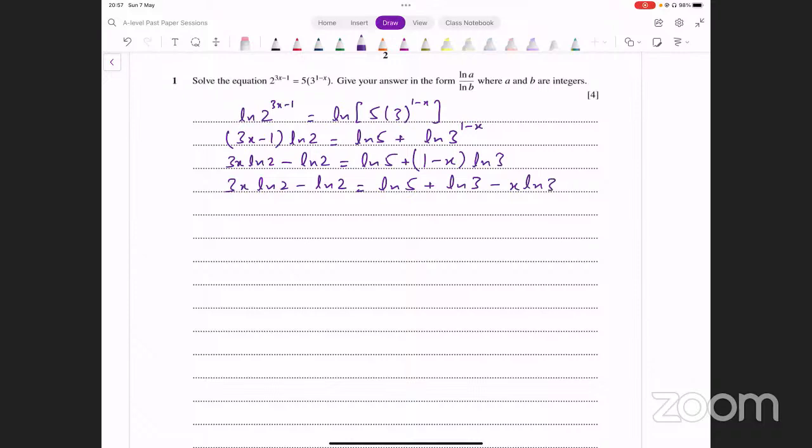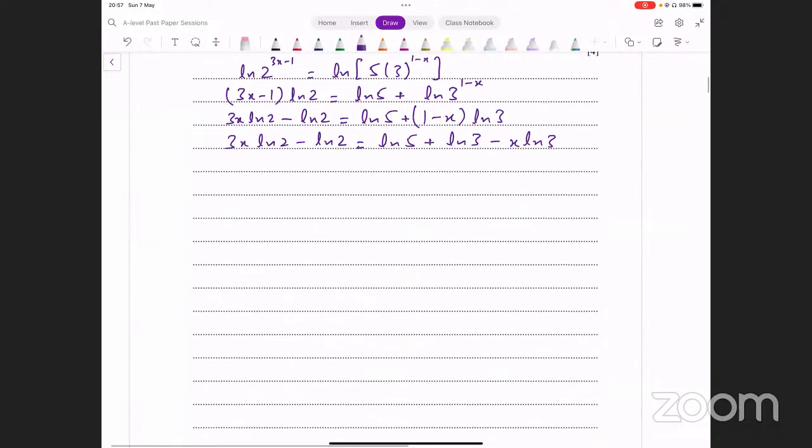Now take all the x terms to one side because you want the value for x from this, right?